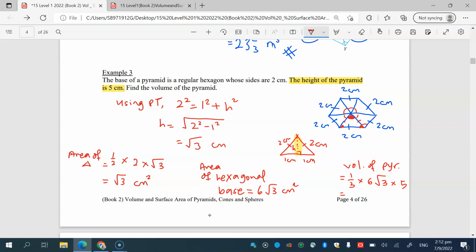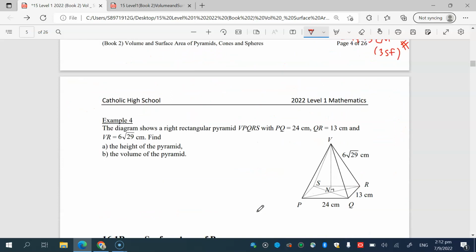So when I press calculator, I'll get 17.3205, etc. I just give my final answer to 3SF because this is irrational. So answer is 17.3 cm cubed (3SF). Okay, this is an interesting question because you have to find the hexagonal base area yourself. All right, very good. Next question.